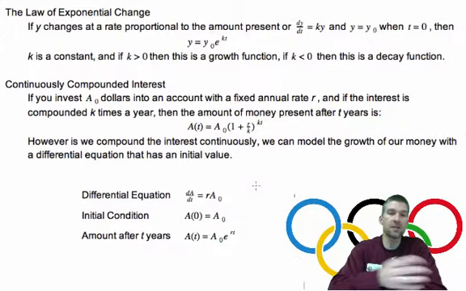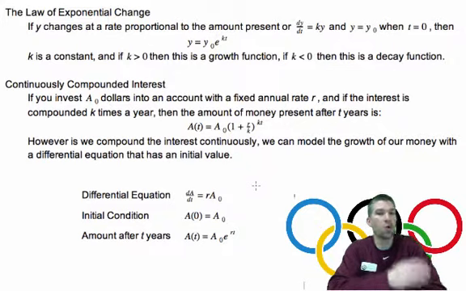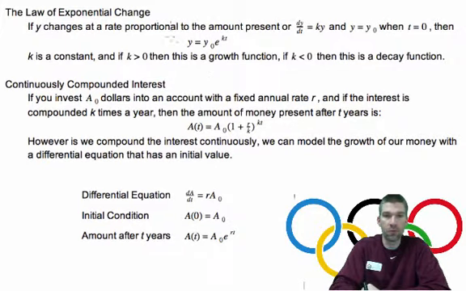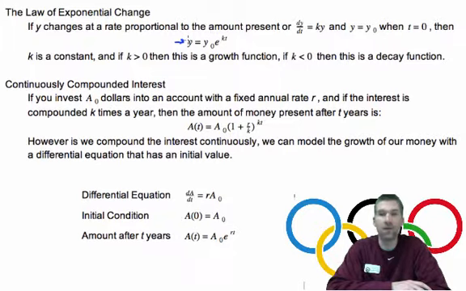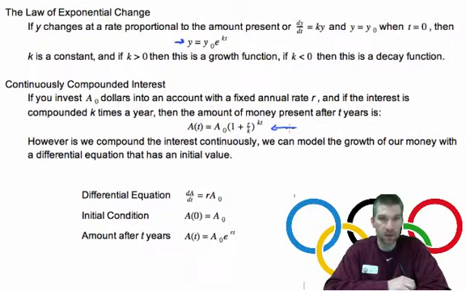All right, so let's look at this continuously compounded interest part. If you invest y sub 0, or an initial amount of dollars, notice this is very similar to our previous rule from right here. If you invest y0 into an account with a fixed annual interest rate r, and if the interest is compounded k times a year, then the amount of money represented after t years is going to be this equation right here. So we're going to use this equation a lot in the next few minutes.